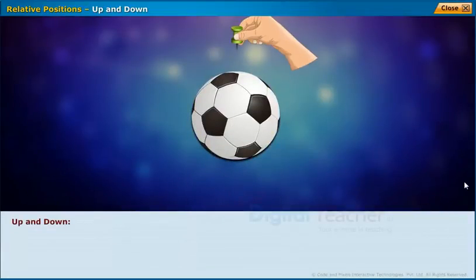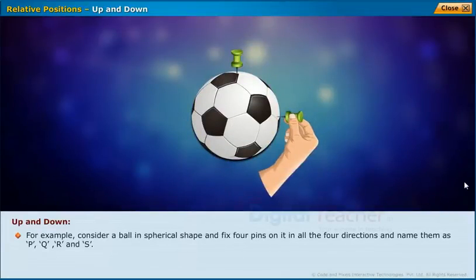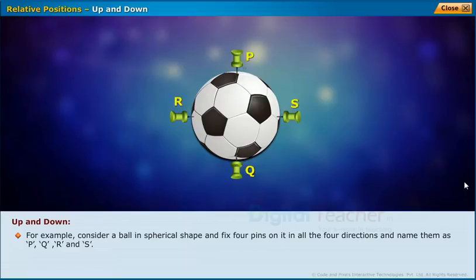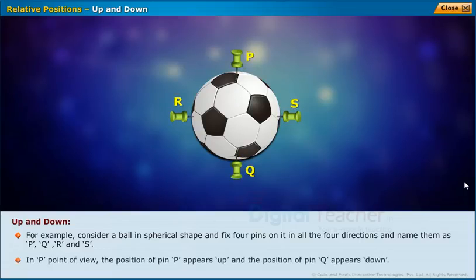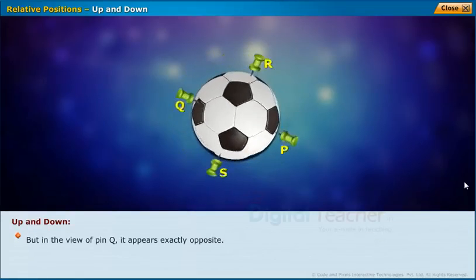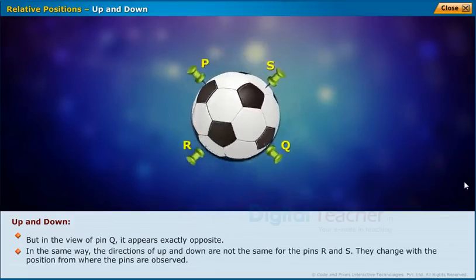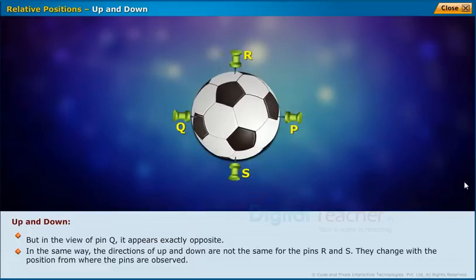Up and down. For example, consider a ball in spherical shape and fix 4 pins on it in all the 4 directions and name them as P, Q, R or S. In P point of view, the position of pin P appears up and the position of pin Q appears down. But in the view of pin Q, it appears exactly opposite. In the same way, the directions of up and down are not the same for the pins R and S. They change with the position from where the pins are observed.